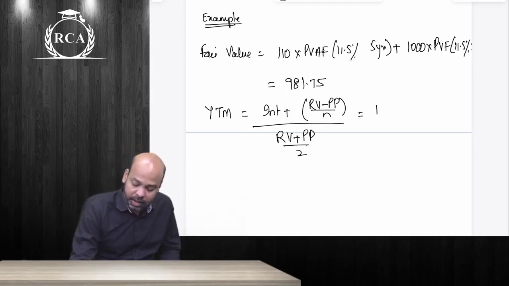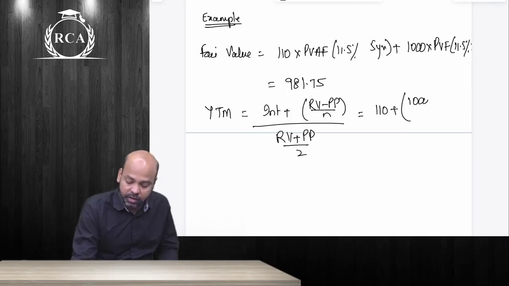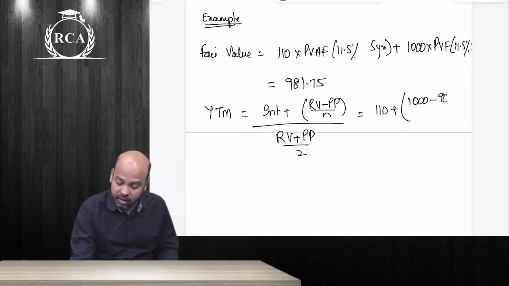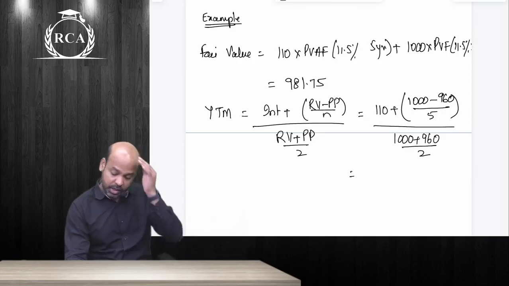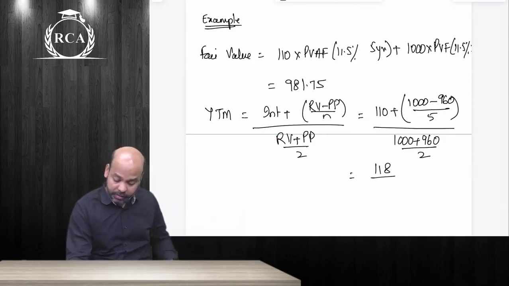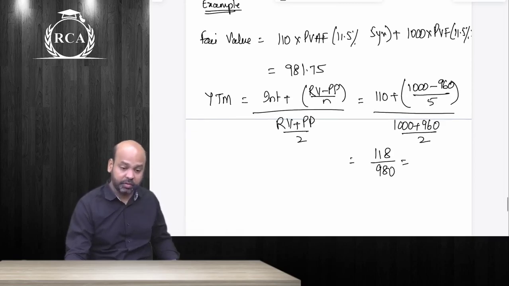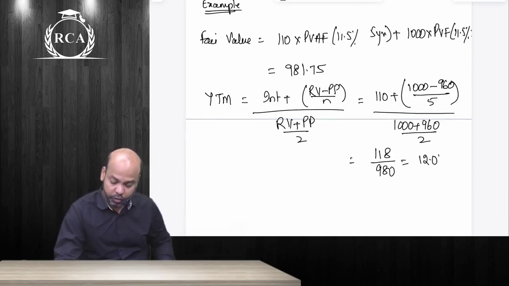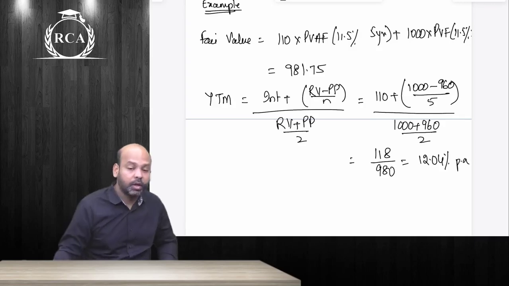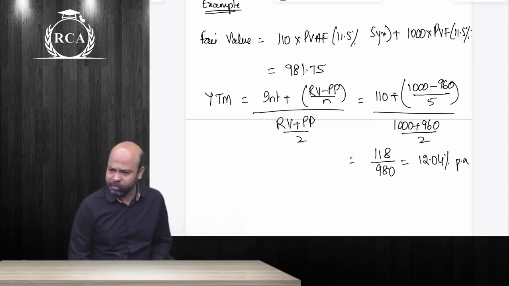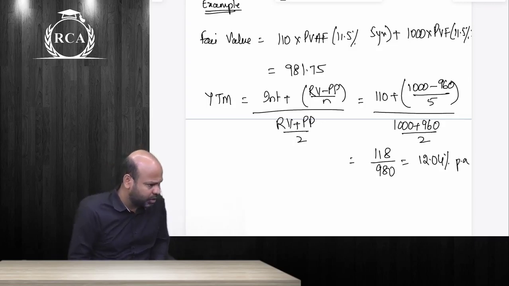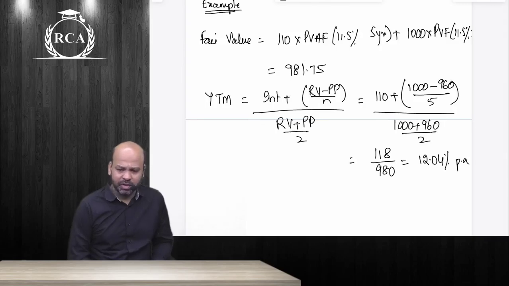So this beta will be 110 plus redemption value 1000 minus purchase price 960, divided by how many years? 5 years. Whole divided by 1000 plus 960 divided by 2 beta. So that'll be 118 in the numerator divided by 980. The return is 12.04%. You will be effectively generating a return of 12.04% per annum. Yield to maturity is per annum only. Any return that we compute as such beta by default is per annum except for holding period return.